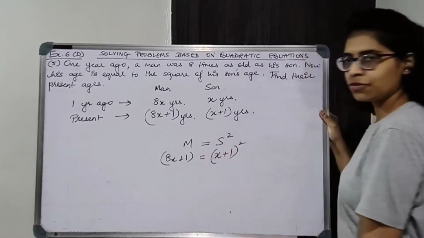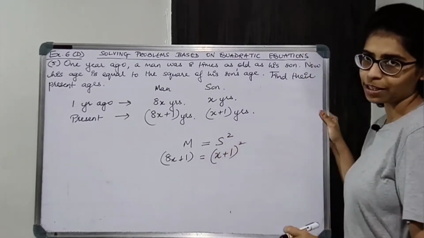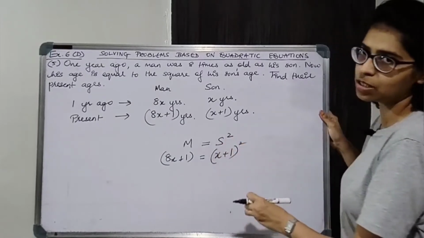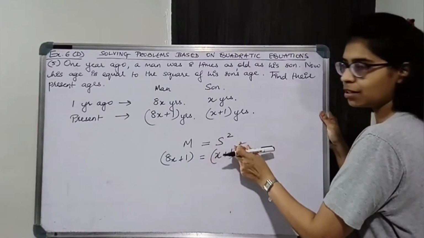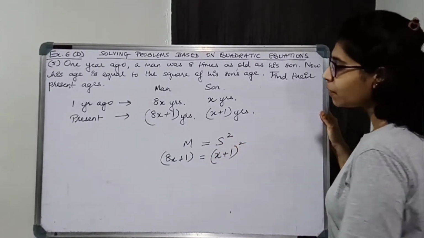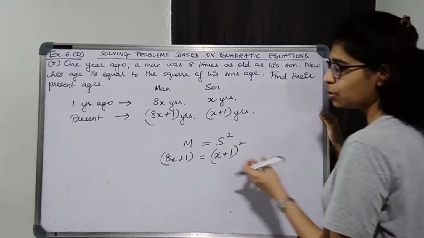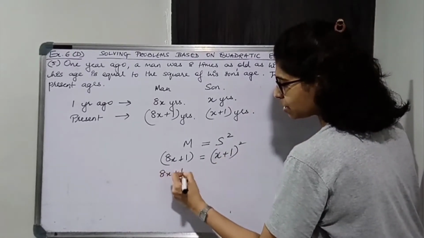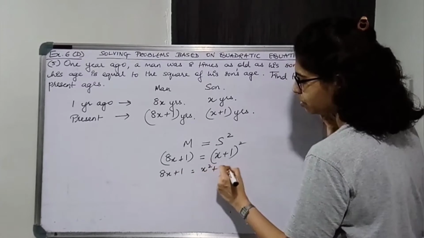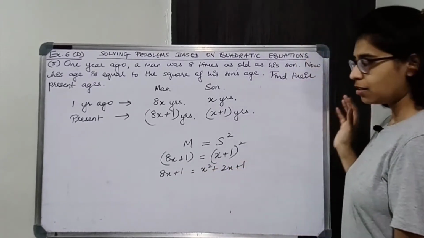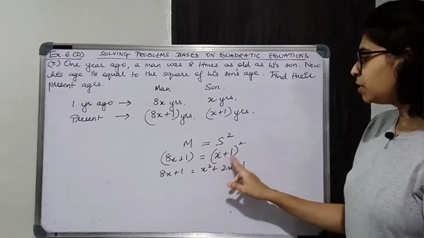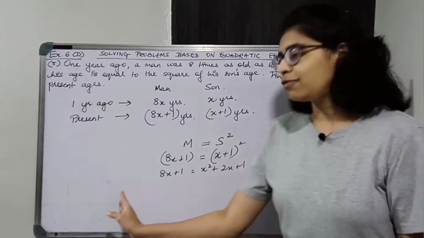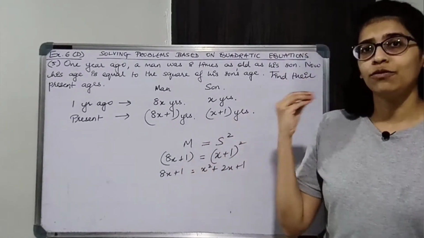So square of that whole thing. Okay, don't take x square plus 1 square. No, the square of the whole thing. Okay, you just need to solve this. So you will get 8x plus 1 is equal to x square plus 2x plus 1, using the formula (a plus b) the whole square. Just solve. On solving you will get the value of x.